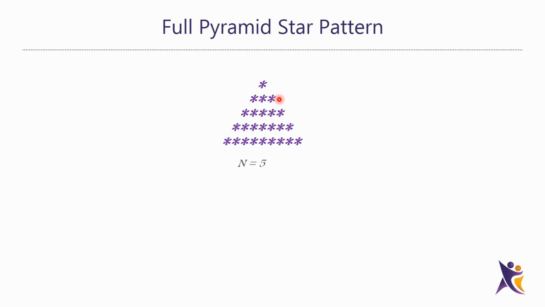If you see, it has one star, and in the second row it has three stars, in the third row it has five stars, in the fourth row it has 7 stars. Finally, the last row will have 9 stars. So this is a full pyramid of size 5. 5 means it totally has 5 rows.